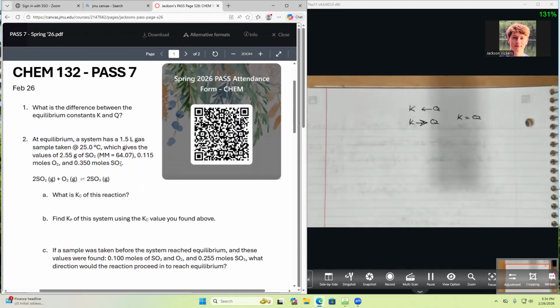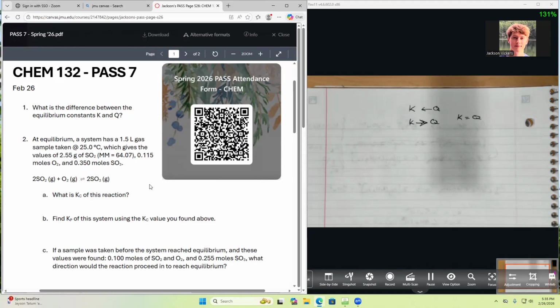And yeah, we can get into, I think this next one, this one might not be an ice table yet. Let's read it. So we say at equilibrium, a system has a 1.5 liter gas sample taken at 25 degrees Celsius. Who knows if we're going to need that data? Sometimes they throw in random numbers. And that gives us the values of 2.55 grams of SO2. Here's the molar mass of SO2, 0.115 moles of O2, and 0.350 moles of SO3. So I gave you a lot of numbers there. And the first thing I'm asking you is what is Kc of this reaction?